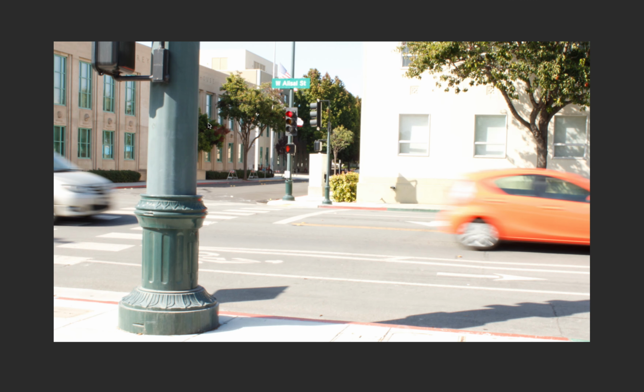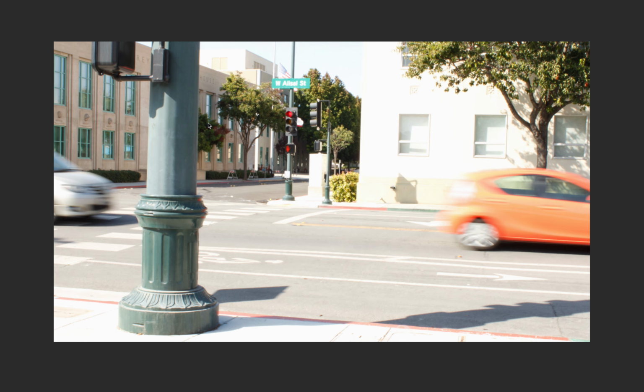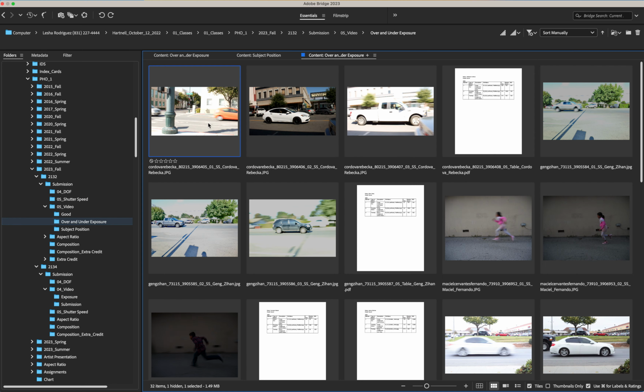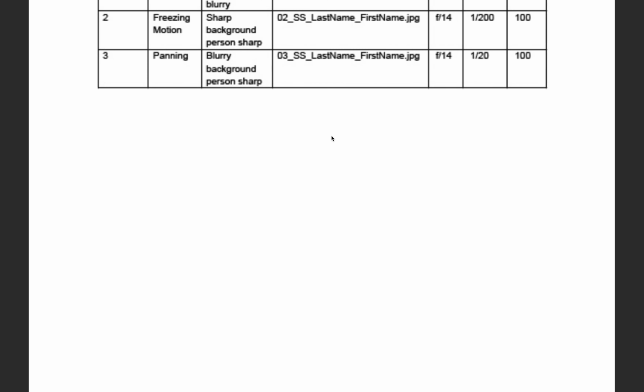Here we see the image, and this is supposed to be number 1, which is object blurry, background sharp. And we got that, but it's really blown out. And so is our panning. We know from panning we have these horizontal lines. So we know we're letting too much light into the camera.